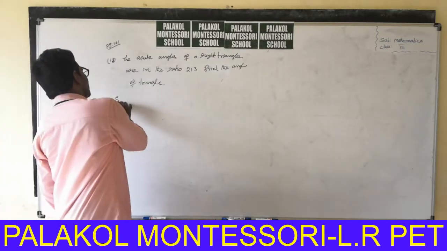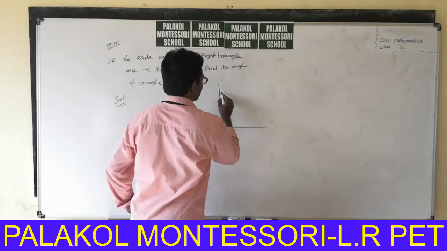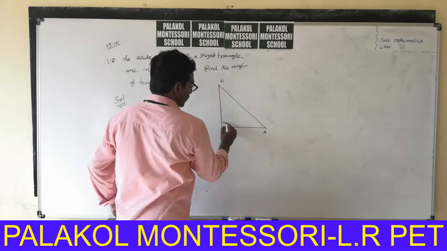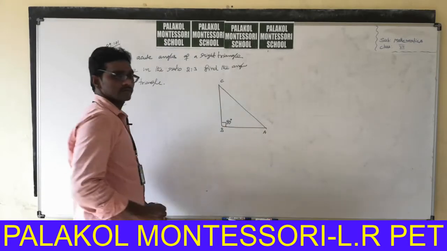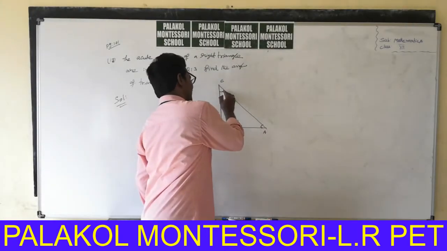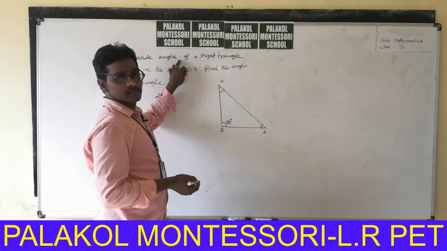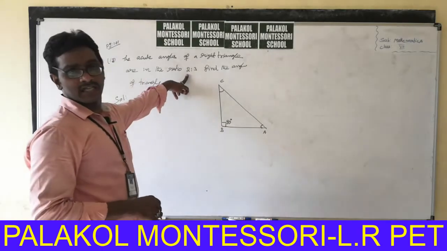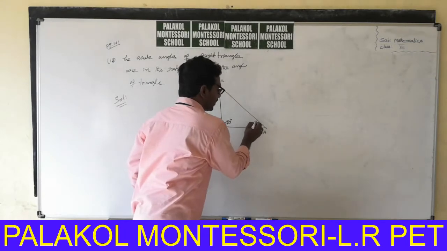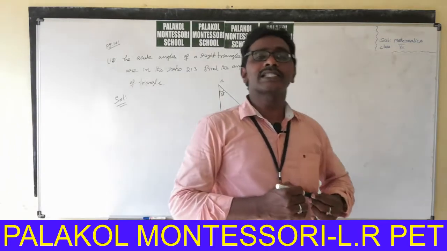Now, first I draw the right angle triangle, guys. See, this is the right angle triangle ABC, here suppose 90 degrees. The remaining two angles, angle A and angle C, are what type of angles? Acute angles. The acute angle ratio is given as 2:3. Suppose this one I take as 2x degrees, and this one 3x degrees. Now you find out those angles.